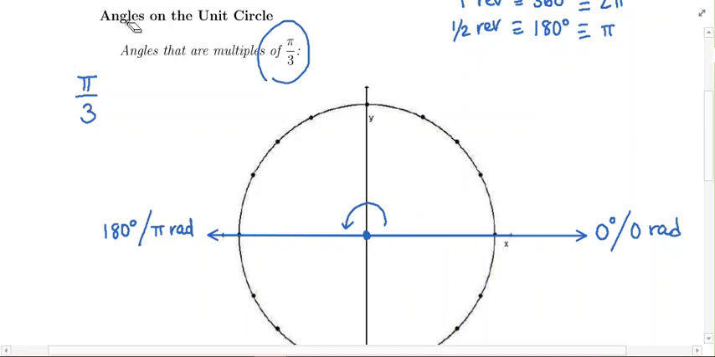Okay, so watch what I'm going to do. I'm going to take this off so we get some room here. I am going to break the top half of the circle into 3 equal parts. So I'm going to do that. All right, so here we go.